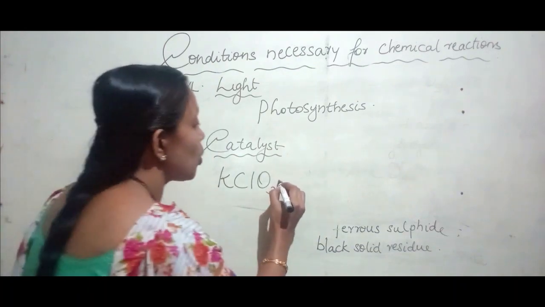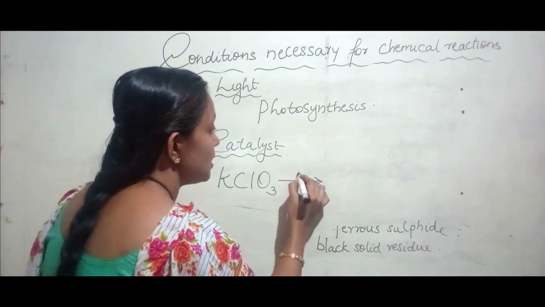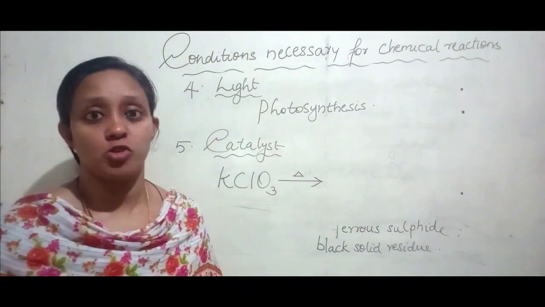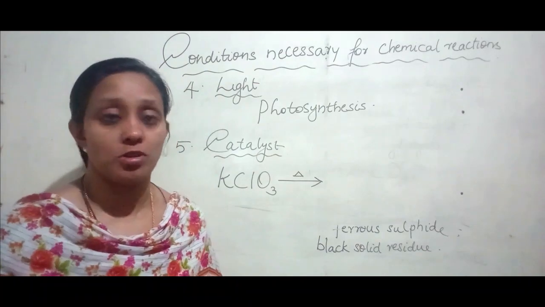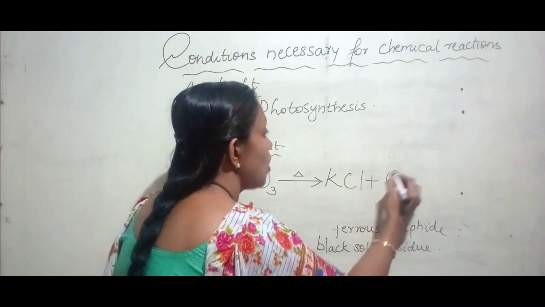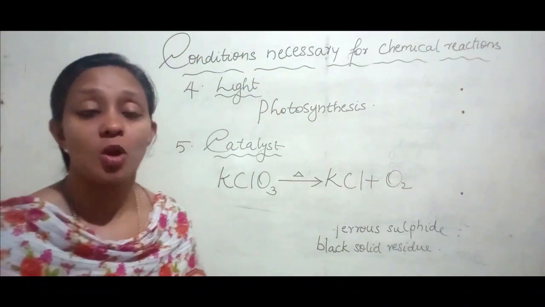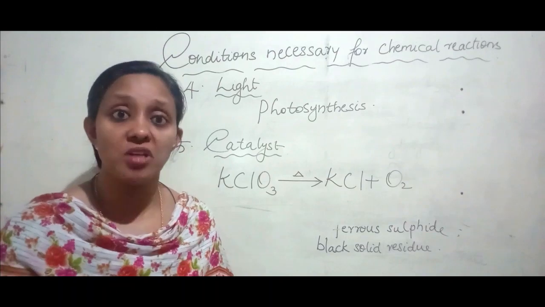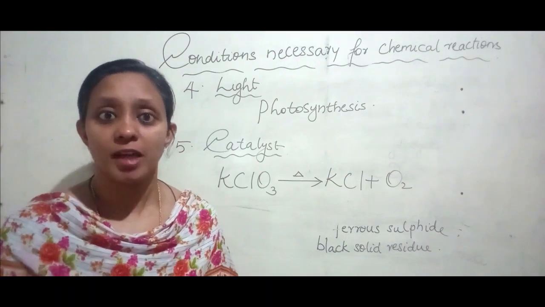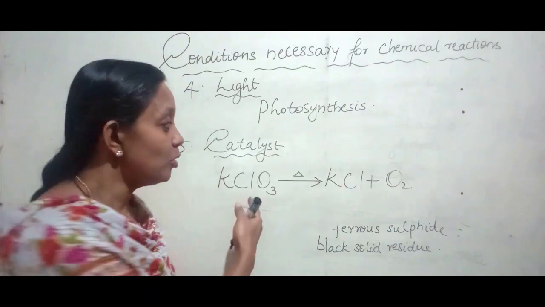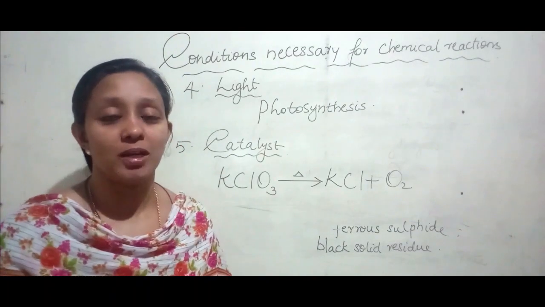Potassium chlorate, when it is heated, undergoes decomposition to give you potassium chloride and oxygen. For all these chemical reactions, children, word equations are given in your textbook. But I think by now you have understood the convenience of using these symbols and formulas.